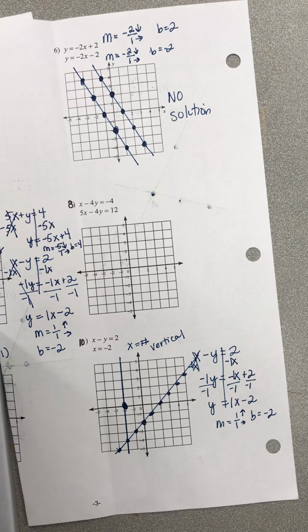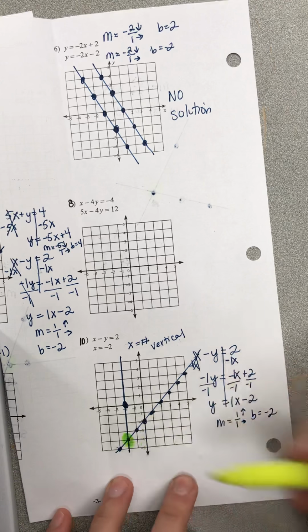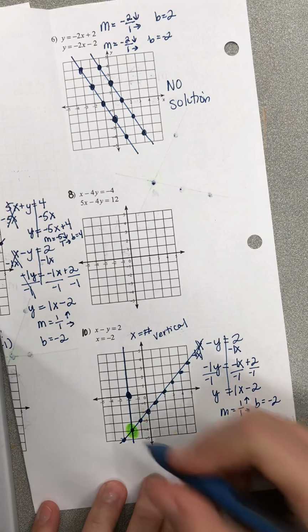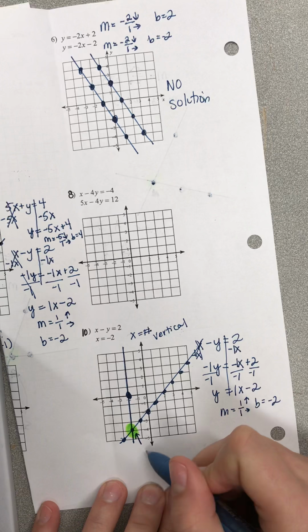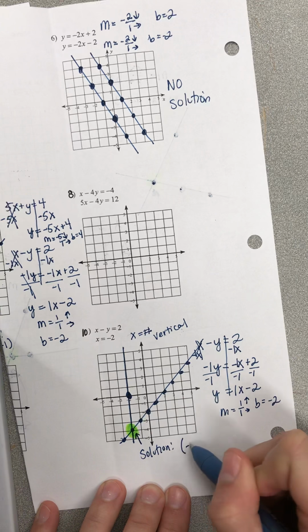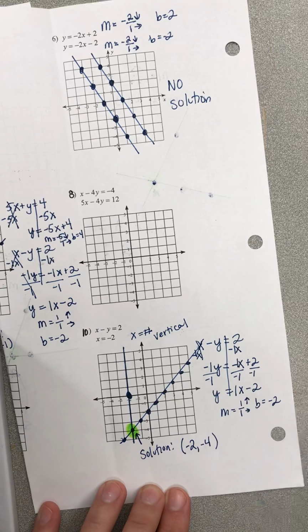Okay. As you notice, the two lines cross where I've just highlighted. That crossing point, or that intersection, is called the solution. And the solution is -2, -4.